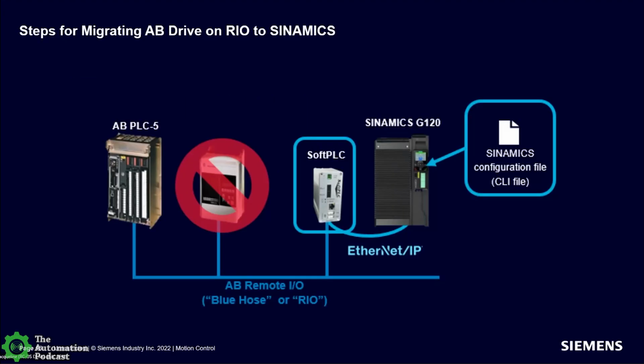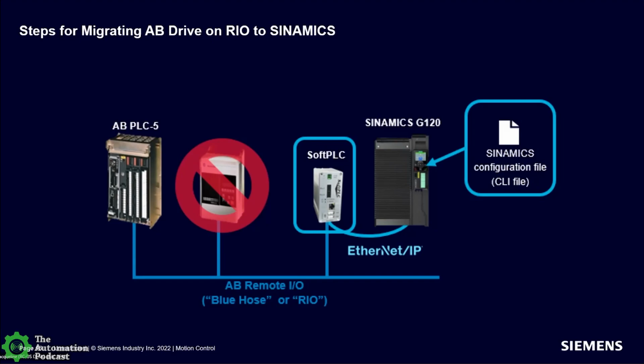So for our listeners, I'm looking at a pretty picture of different devices on AB Remote IO, or Blue Hose or RIO, as it's called. So we have an AB PLC 5. We have an old AB drive. So maybe it's like a 1336 on remote IO. And what happens, or what could happen, is the drive fails or we need to replace that old AB drive.